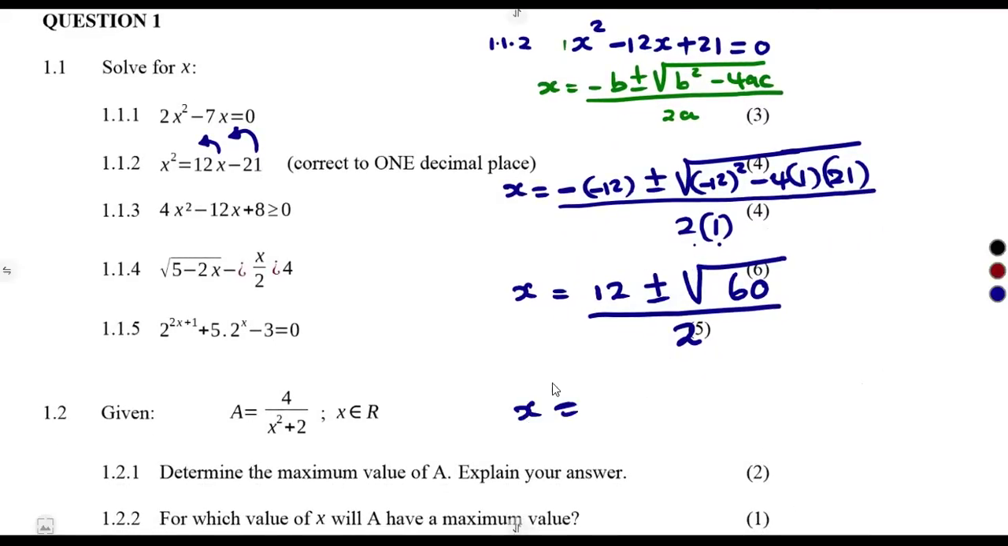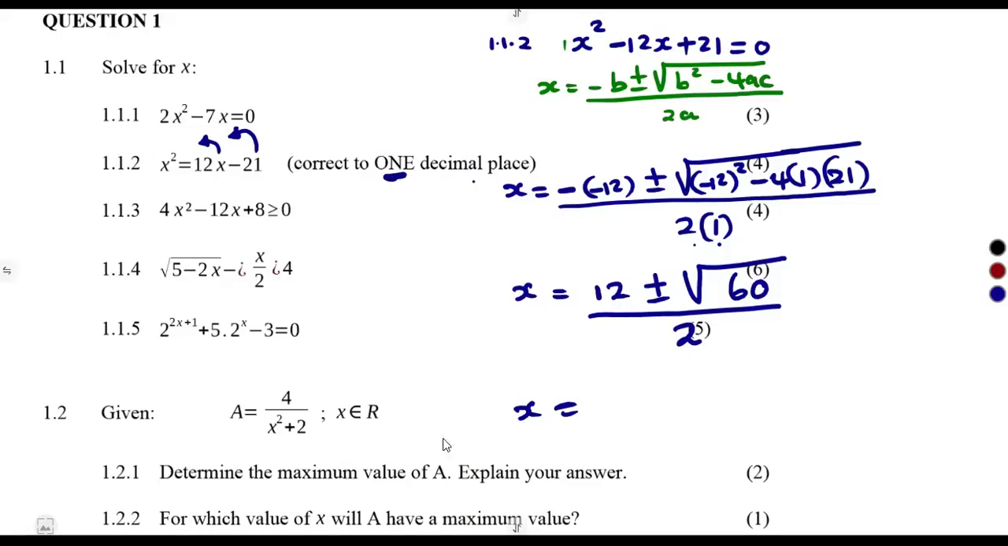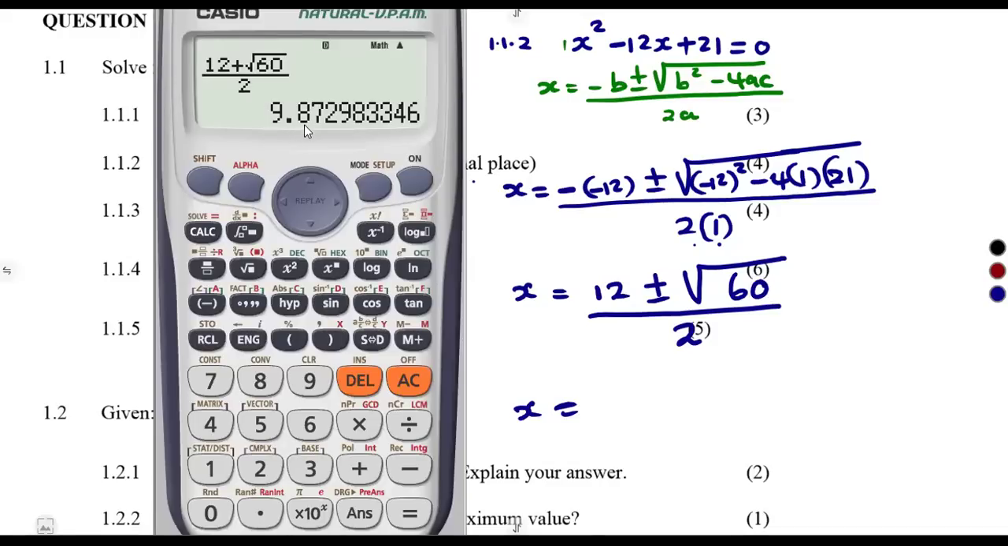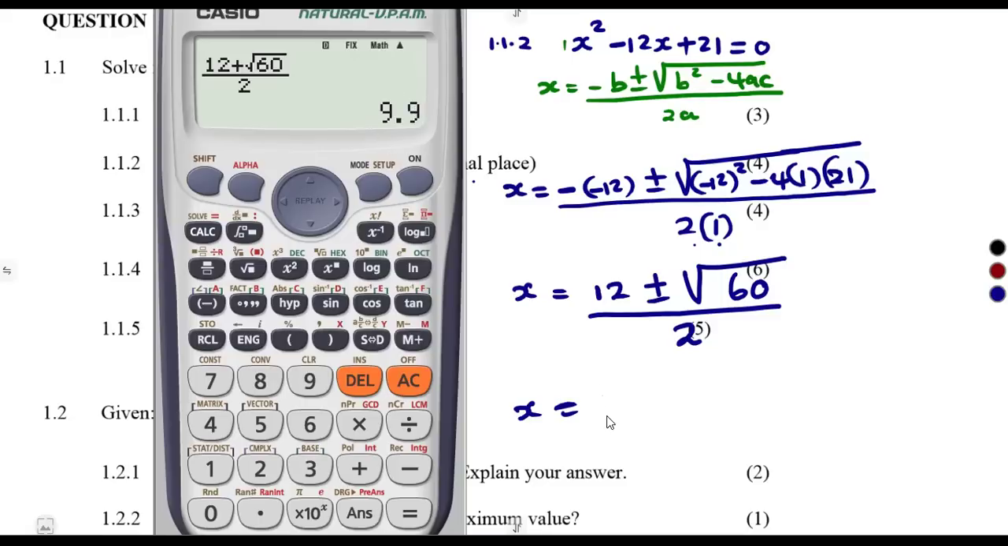Starting with the plus, what are we going to have? So just put a fraction. This is 12 plus the square root of 60. All right, let's go down and put a 2. So this is it. As a decimal, remember they said to 1 decimal place. They gave us an instruction here to 1 decimal place. So let's fix our calculator, guys, to 1 decimal place. On number 6 here, then press 1 to 1 decimal place. Going to change again. That's 9.9, just like that.